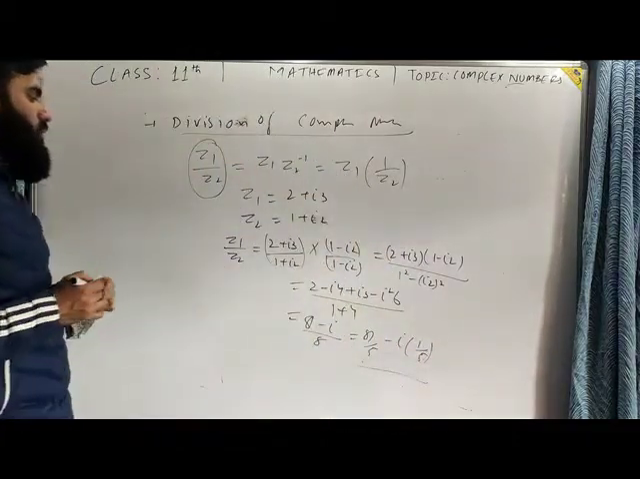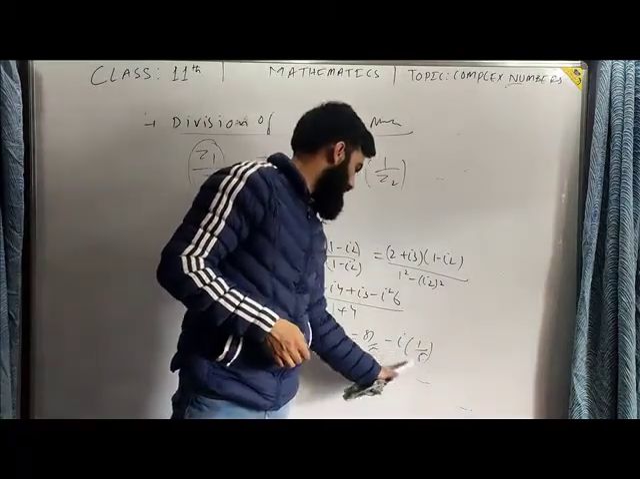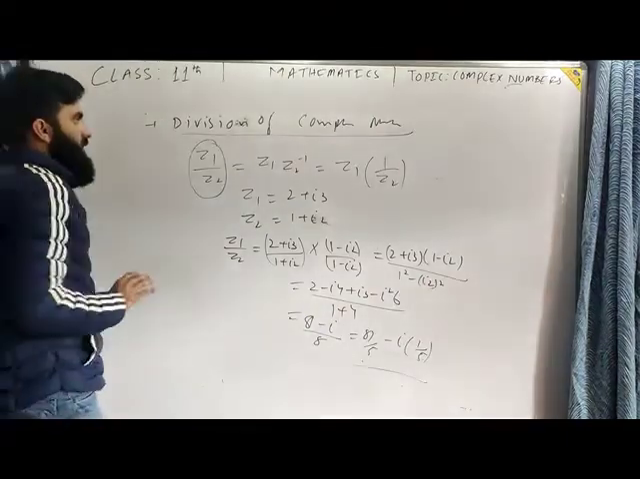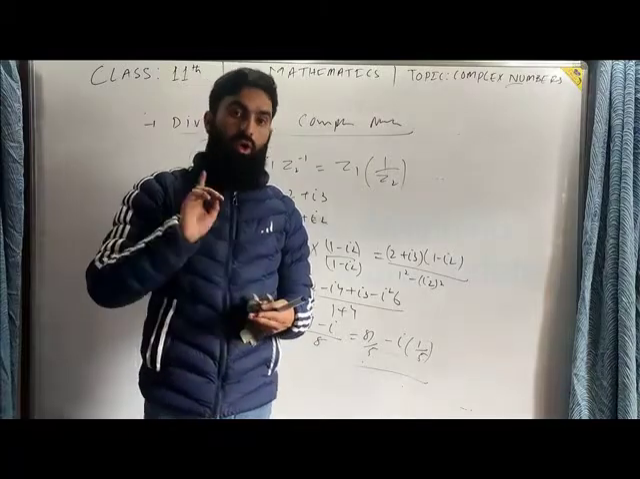So this is the division of two complex numbers. On dividing these two complex numbers, we will get the value as 8 upon 5 minus iota times 1 upon 5. This will be the result of the division of the two complex numbers. So this is all about division of complex numbers. In the second lecture, we will be discussing the modulus of a complex number and the conjugate of a complex number.